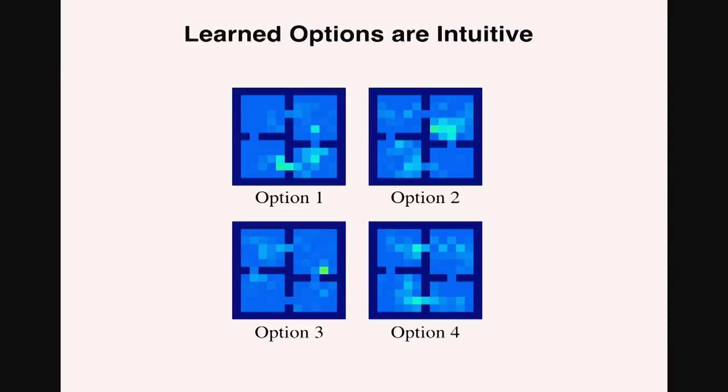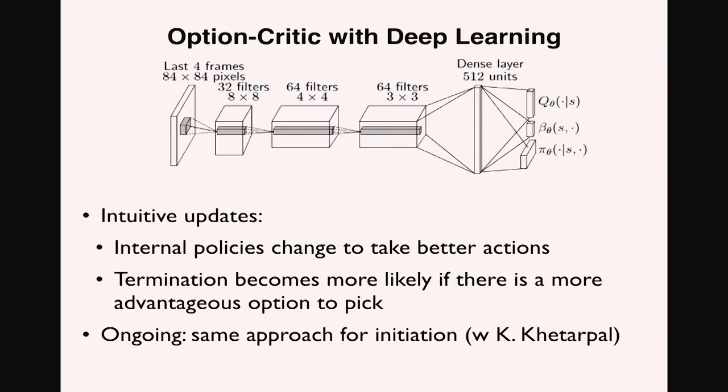So if we look at where these options terminate, they actually end up terminating around the hallway states, even though they were never told specifically that there's an extra reward or somehow the hallways are important. We also tried to do this in the context of deep learning, so deep reinforcement learning using a convolutional neural network, looking at the Atari game platform.